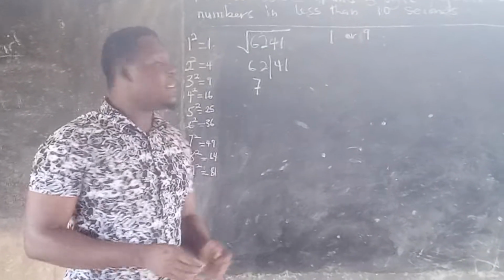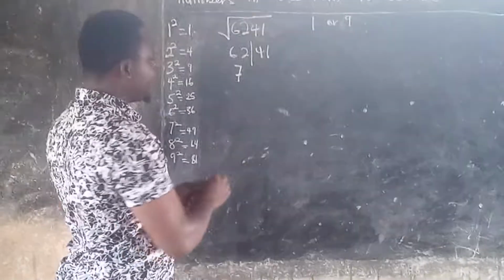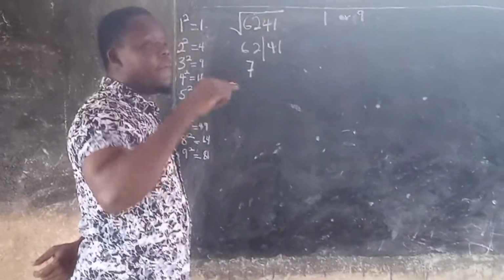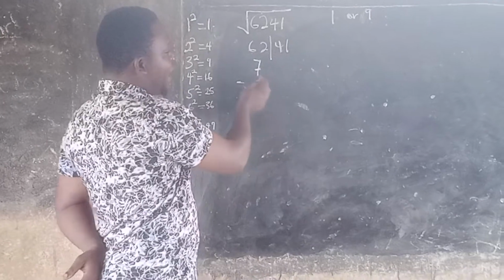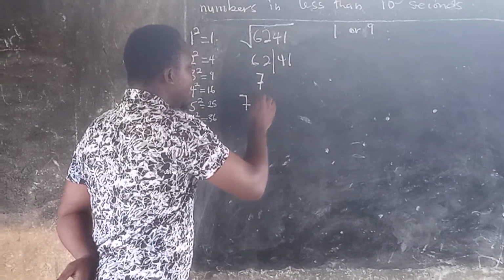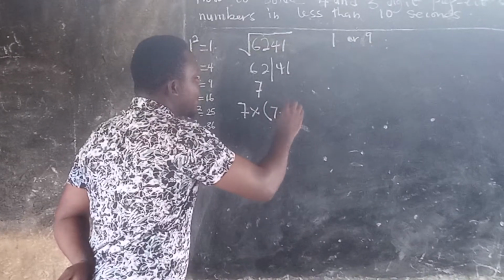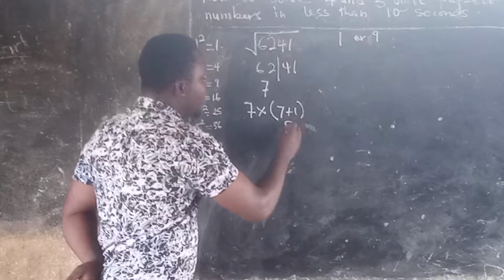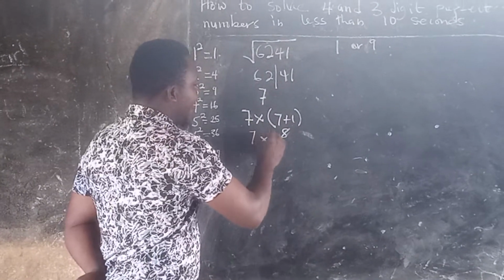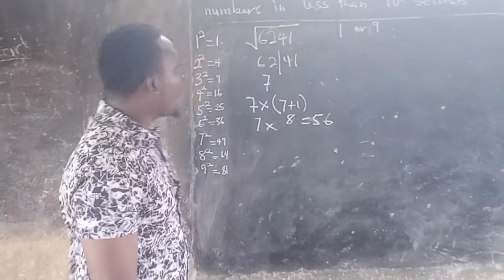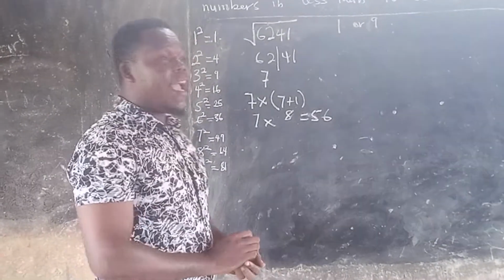The next step is that you multiply this number by itself plus 1. So let's do it: 7 times 7 plus 1, which is 8. And then 7 times 8 is equal to 56. Now we haven't finished.